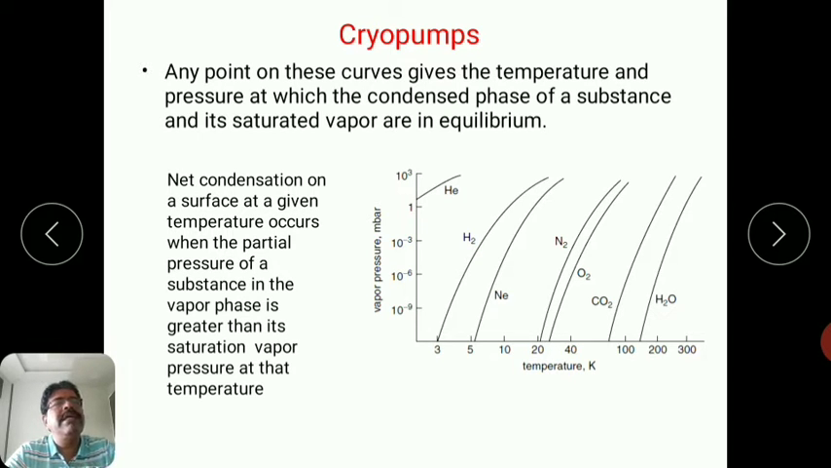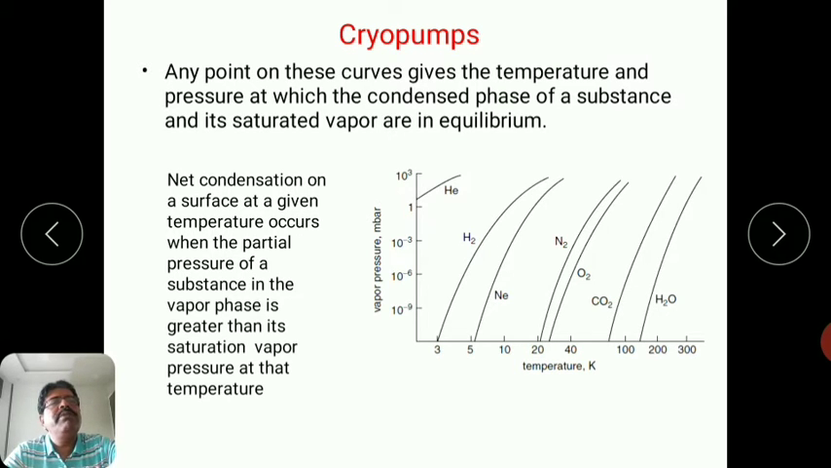What you can see here is that the vapor pressure decreases as you go towards lower temperature. When the gas molecules are cooled, the vapor pressure decreases rapidly. There are some exceptions, like helium. Even at a very low temperature, less than 4 degrees Kelvin, the vapor pressure is still much higher for the helium gas molecule. So it is rather difficult to remove helium by this cryopump. Later on we shall discuss this difficulty.